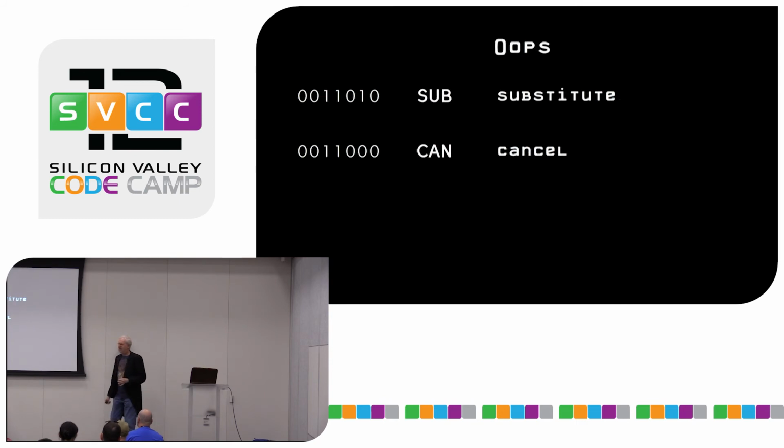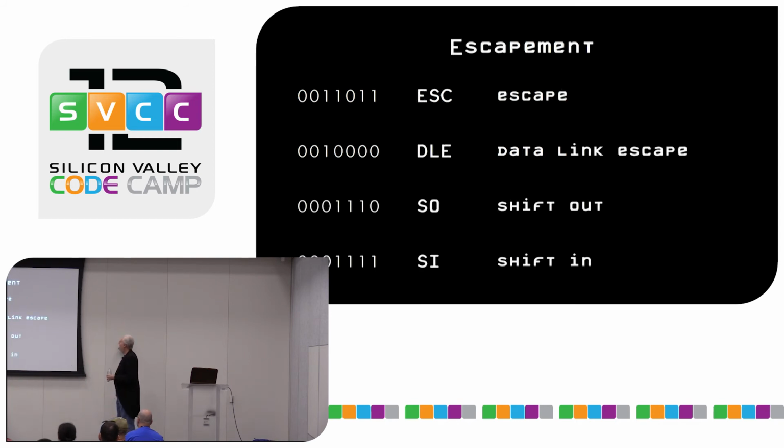There are a couple of things which just indicate something really stupid happened. So substitute means we don't know what character was supposed to go here. So that's what this character is. And there's cancel. So you're sending a packet and you decide, yeah, no, never mind. So that cancels, the never mind code. Again, in a modern network, you just would never do either of those.